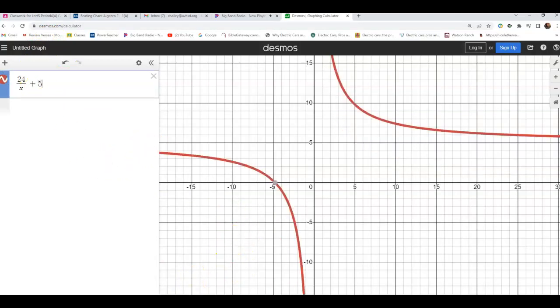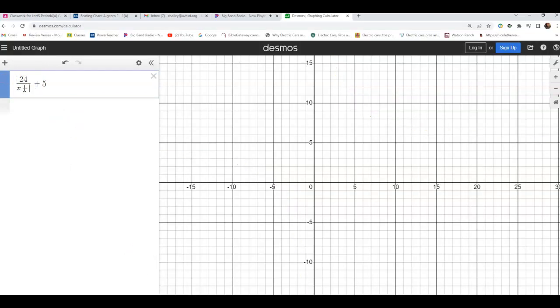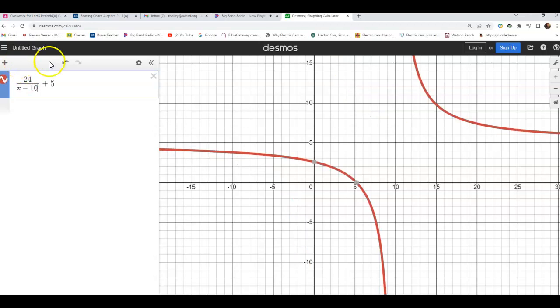So notice it's the same graph, but now the horizontal asymptote is not at 0 anymore. It's been shifted up to 5. Another change I could make is to add a number or subtract a number from the x. Let's say I do minus 10. That's going to shift the graph over to the right 10 spaces.